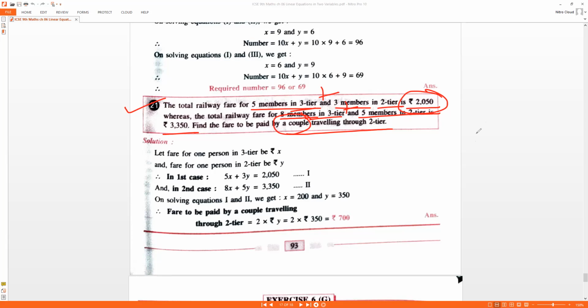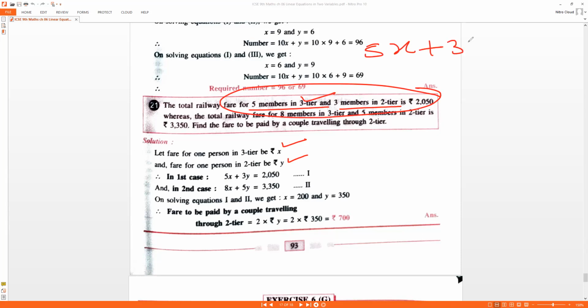Okay, not one. So what we have to assume is, 5 members in 3 tier, 3 members in 2 tier. So we'll say, let the ticket price for 3 tier be rupees x, the fare for 1 person. Let the fare for one person in 2 tier be rupees y. Okay, so how will you construct the first equation? The first equation is very easy. 5x plus 3y is equal to 2050. Is that clear? Yes, sir. The equation is clear.